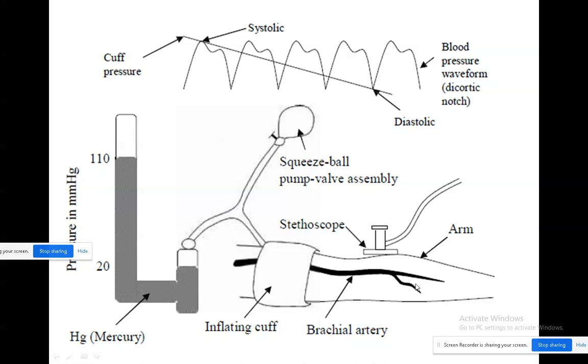This is your arm. You will be measuring the BP value on the arm by wearing the belt around it. Automatically it may be pumping, or manually you can pump it. Both are available.